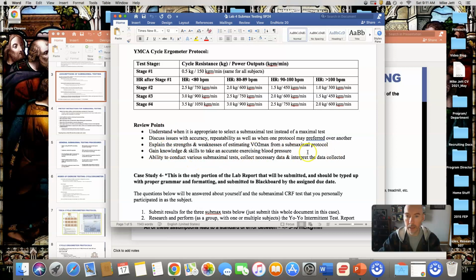Fourth bullet point is not really necessarily covered on the PowerPoint, but it is talking about measuring resting and exercising blood pressure. We have already had a quiz over resting blood pressure. The success rate with that varied. I would say you want to make sure that you're confident in your ability. We didn't spend a whole lot of time in lab directly teaching that because I sort of assume you come in with that skill.